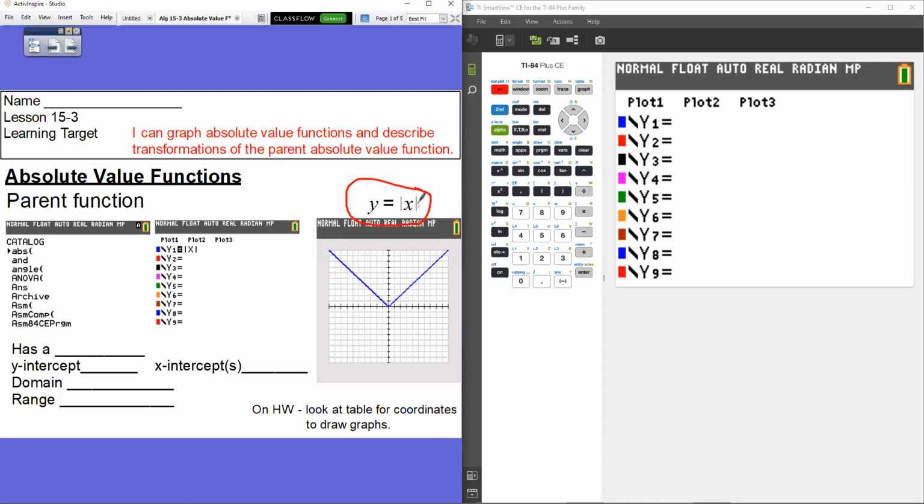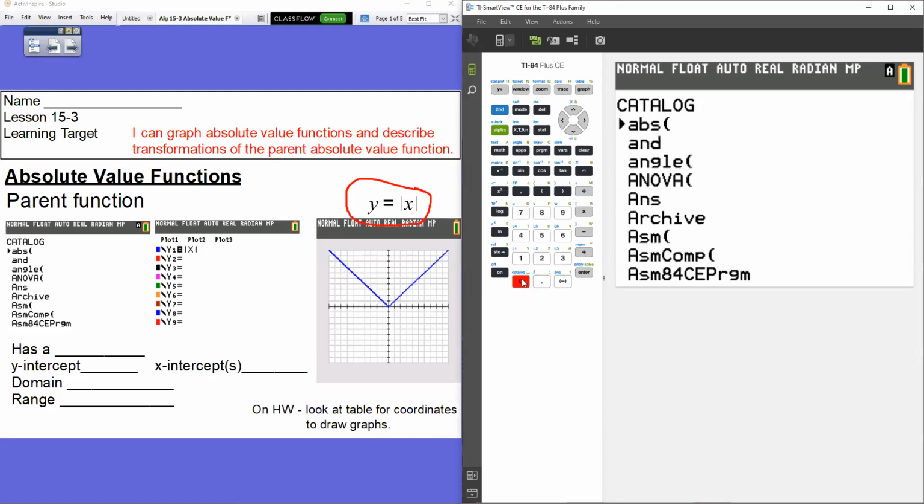The way that you get the absolute value on the calculator, you have to hit the second button first, and then you have to go into the catalog. So second button, catalog. Catalog is the 0 key. When you hit the 0 key, the absolute value is the first thing that pops up. It's the ABS, that stands for absolute value. So hit second, catalog, which is second and 0.